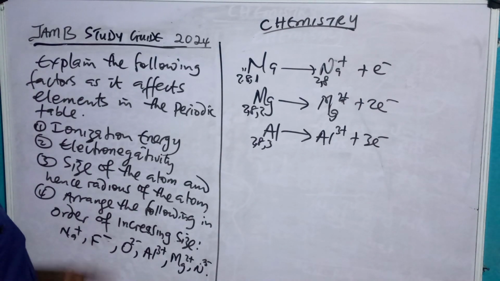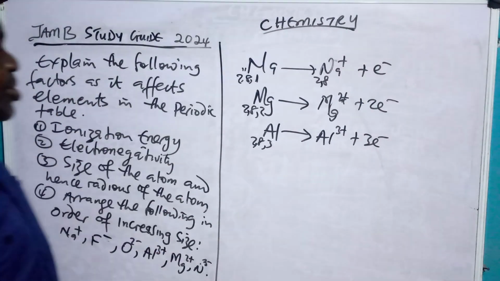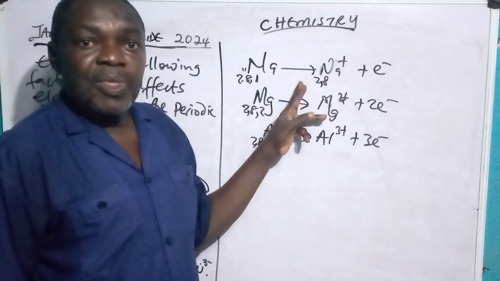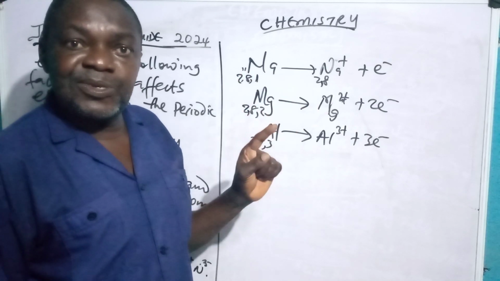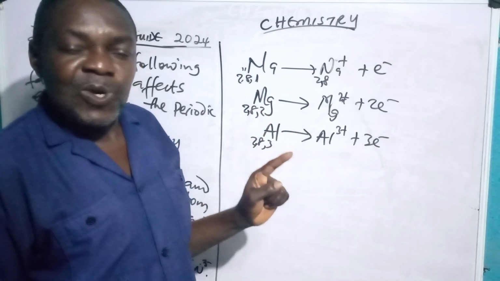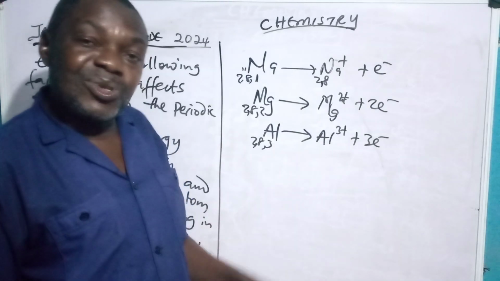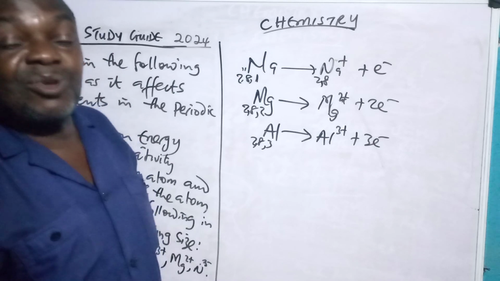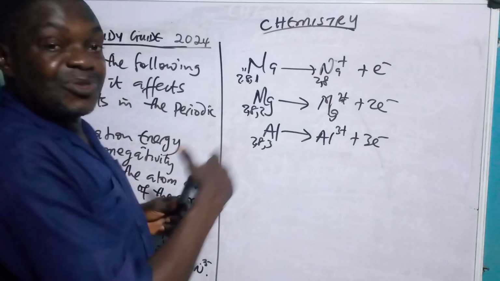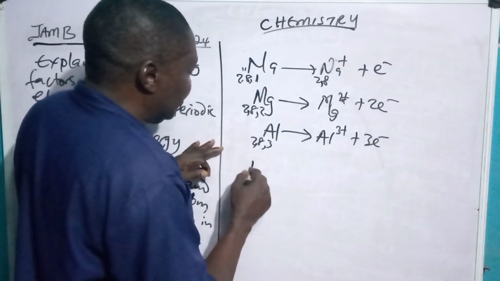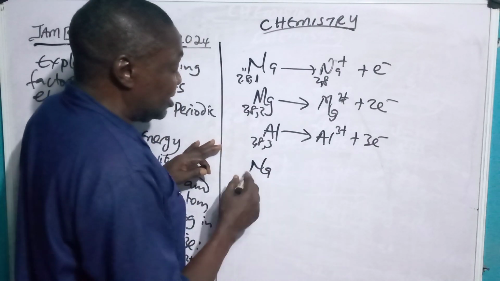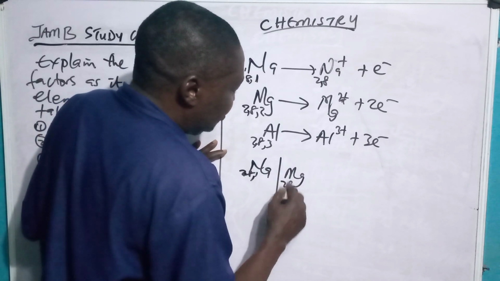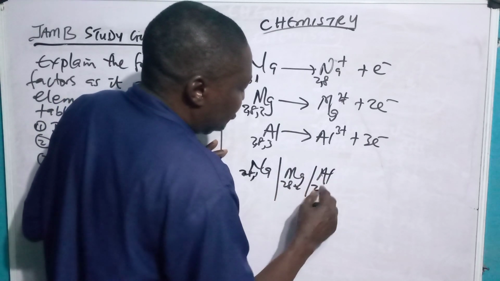Now, how does it affect elements in the periodic table? Because you are releasing an electron, to release a single electron is a bit difficult. What if you are releasing 2 electrons? It becomes more difficult. Releasing 3 electrons becomes more difficult. Releasing 4 electrons becomes more and more difficult. And you know this goes from left to right. For example, you have sodium in the same period. We are considering the same period, 2, 8, 1. You have magnesium, 2, 8, 2. You have aluminium, 2, 8, 3.